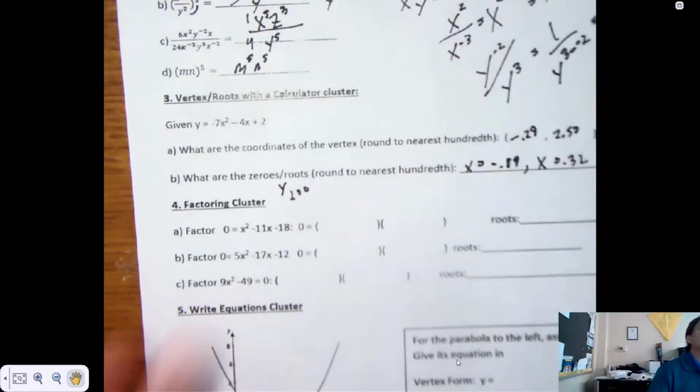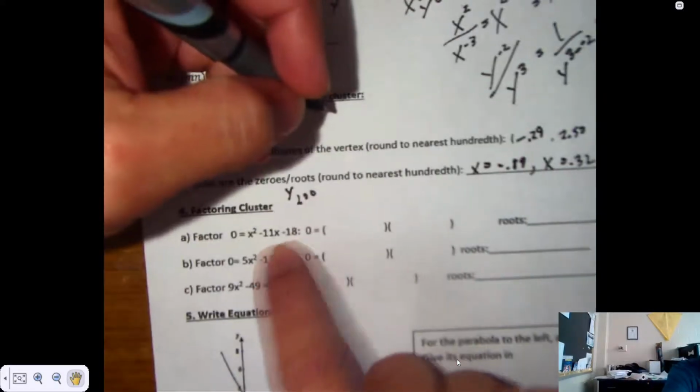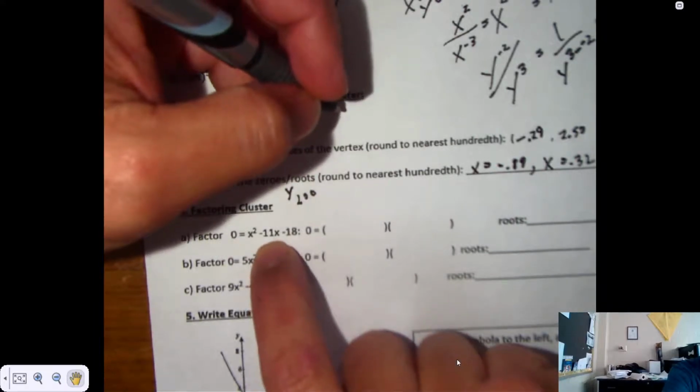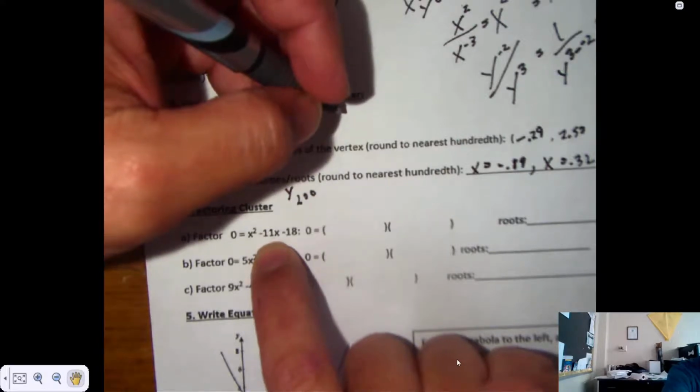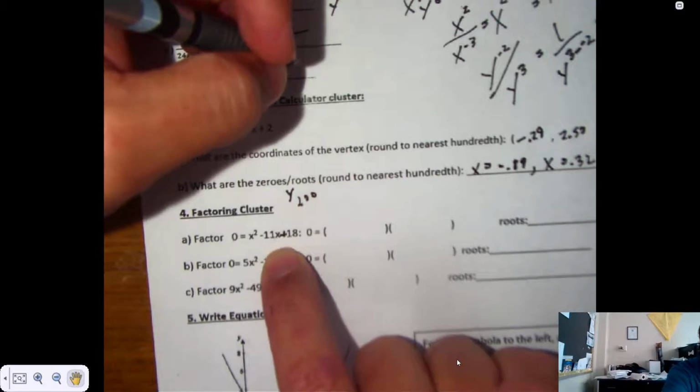All right, then you got a little factoring cluster. I wish I had more time to explain this, but I'm running low on time. This is factors of C that add to B. And I think there's actually a problem with this one. It won't factor, actually. What I gave you here is non-factorable. Yeah, I just tried. We're going to change the 18 to be positive.